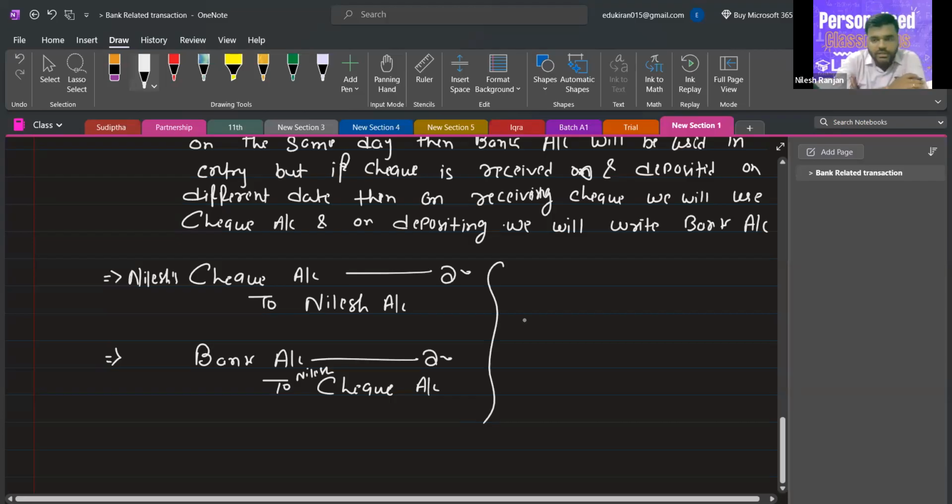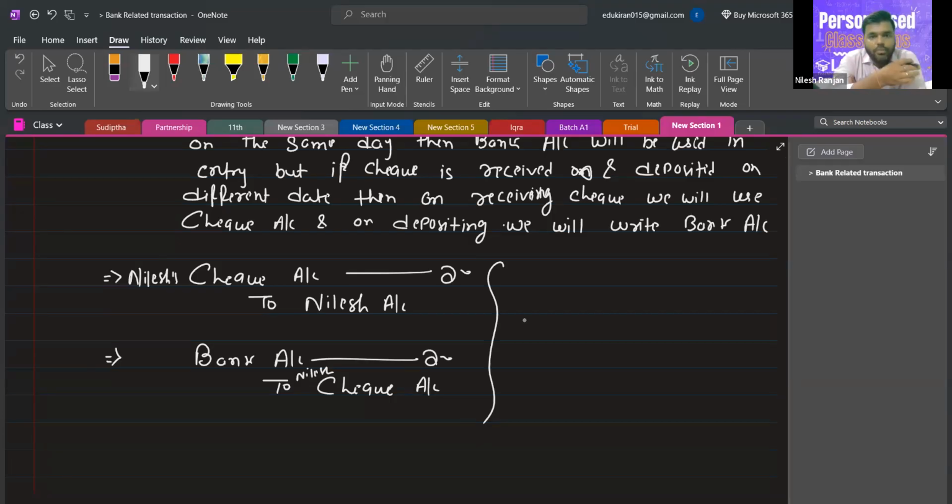is, let's say that after depositing the check into the bank, and there are 3 or 4 days, and it is dishonored, it is returned, there is no money in the payer's account. So what will happen here? In that case, we will write the name of the person who gave the check to us on the debit side, and to bank account on the credit side.